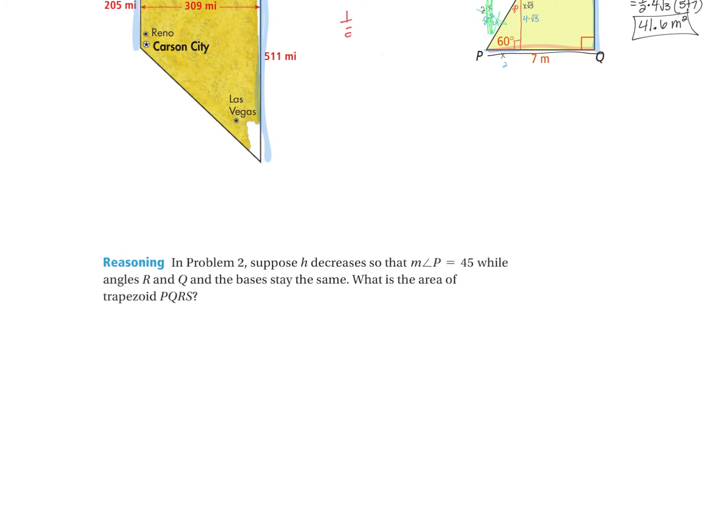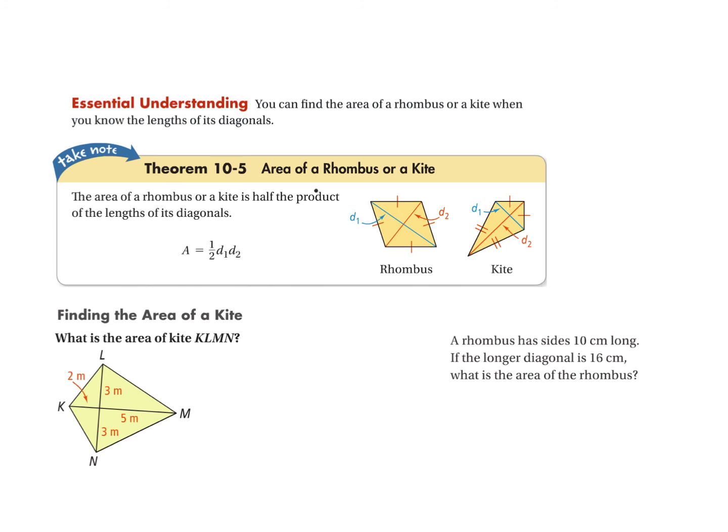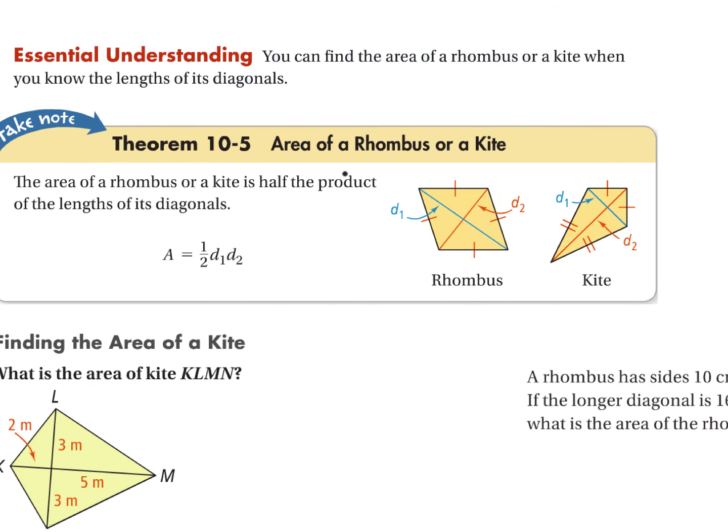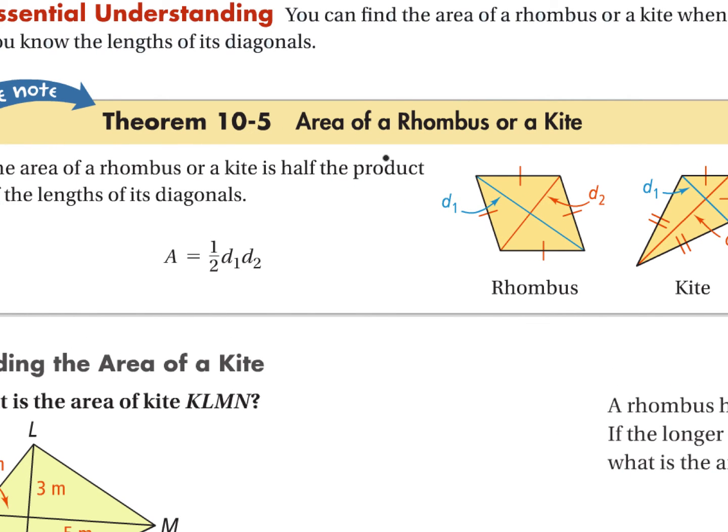So we're going to skip that, go to the next slide. We're talking about rhombuses and kites. So here is the formula for a rhombus and a kite. They have the same formula, which is convenient. So this is also on your cheat sheet right underneath the trapezoids. So it is 1/2 D1 times D2.